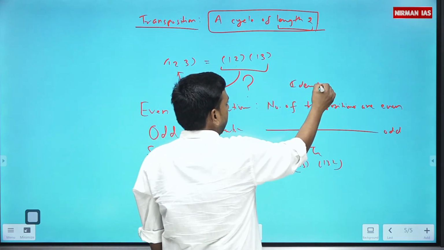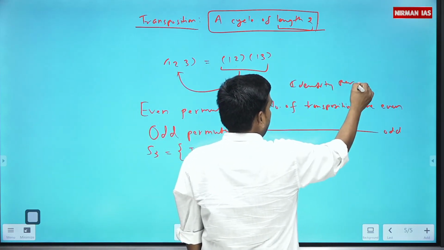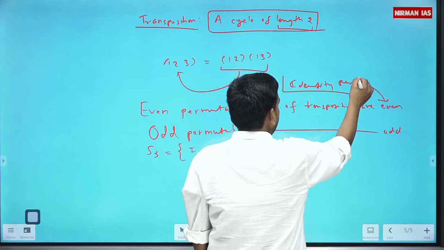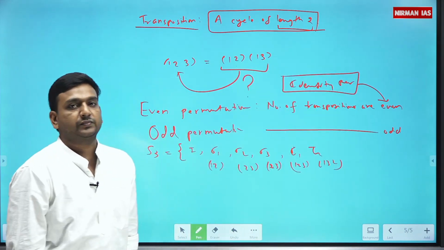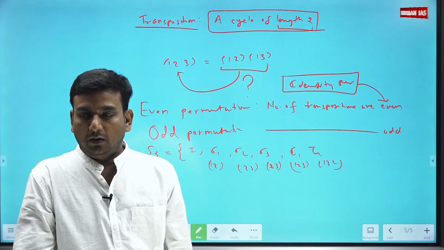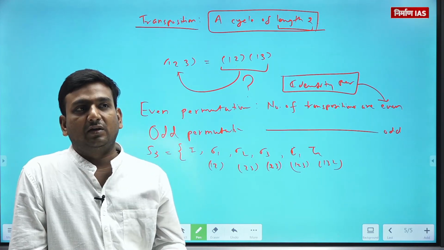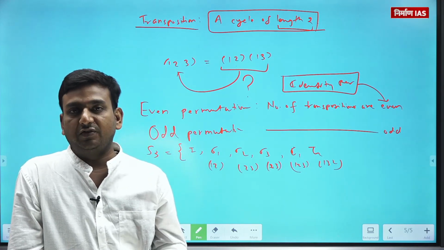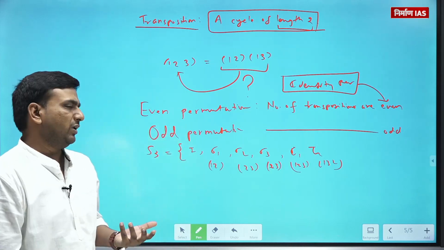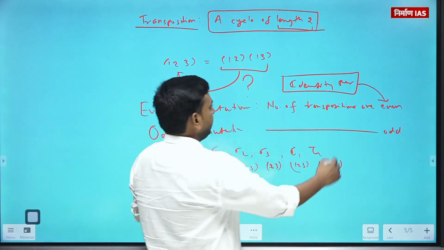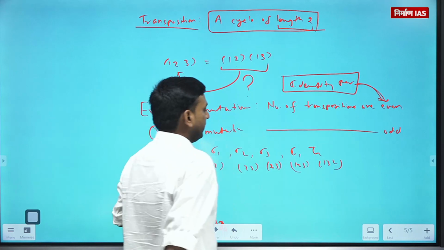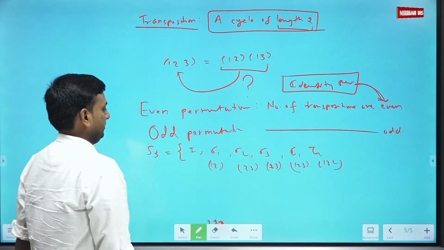Identity permutation will be always even. Is that clear? And that you can add with the zero transposition or whatever you wish. So identity will come out in the category of even permutation.